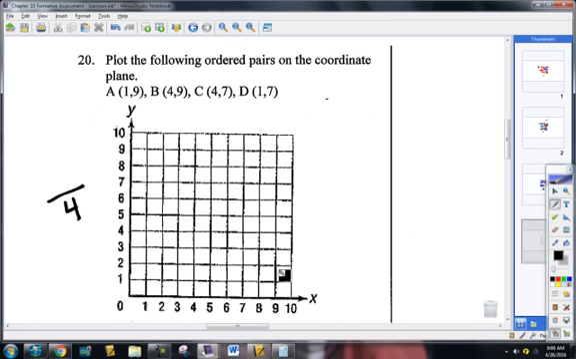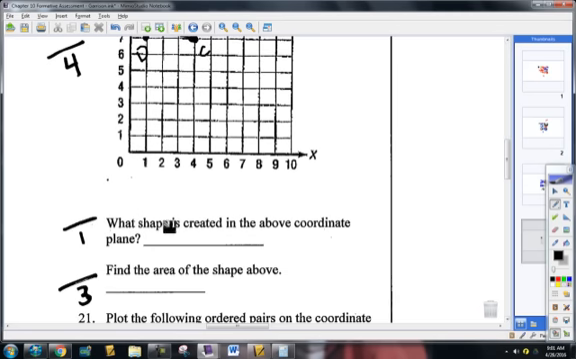Okay, everybody pay close attention. First one's worth 4 points. The 4 coordinates, each point is worth 1. So we go over 1, up 9. There's point A. Point B, over 4, up 9. Make sure yours is in the right spot. C is going to be over 4, up 7. And D is going to be 1, 7. And then obviously if you connect these, what do you get? A rectangle. So put what you got out of 4 there.